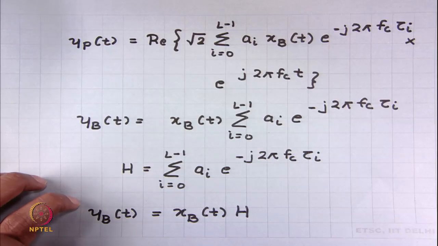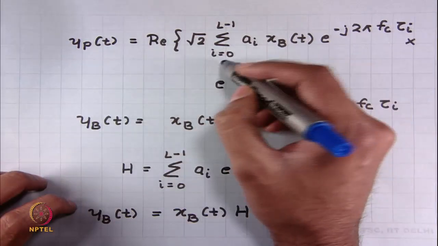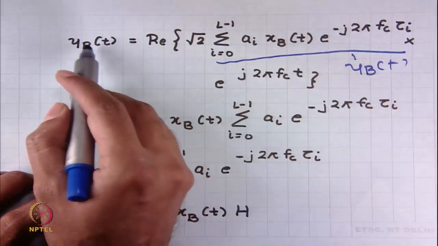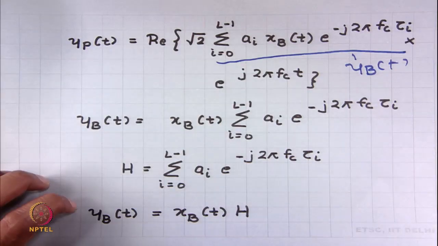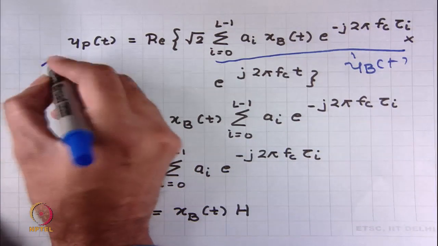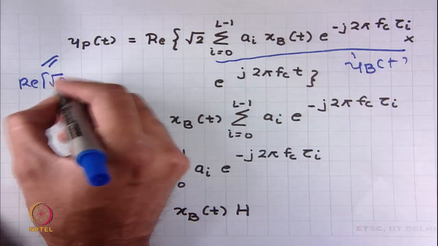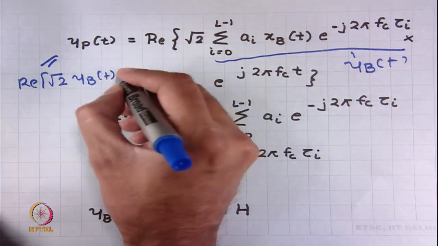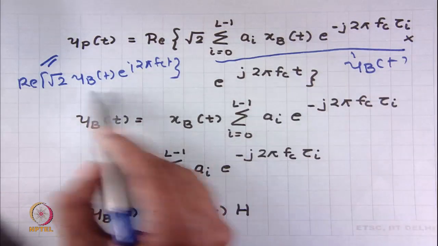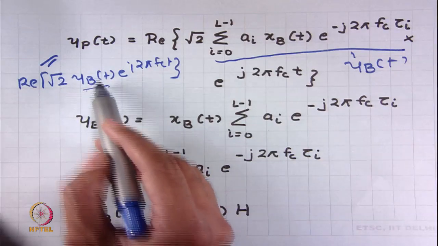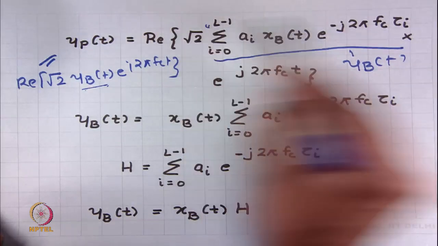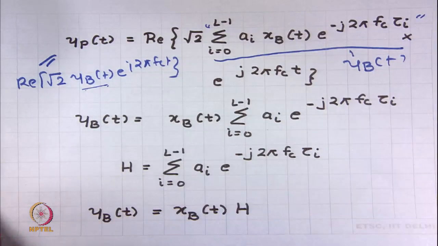Okay. Now, if you think carefully, then this is actually y p t, because this is a passband signal. This passband signal can also be thought in terms of its baseband signal. So, I can think about this y p t as also the real part of root 2 y b t times e to the power j 2 pi f c t, okay, and y p t is this. So, I can simply say that y b t, which is the baseband equivalent of this passband signal, is simply this thing, okay, which I write like this.